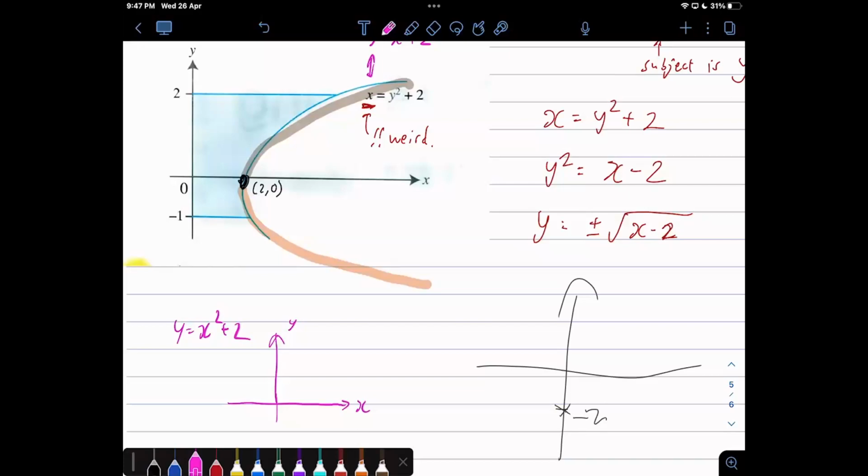X squared plus 2, right? Oh, wait, what am I doing? So, how does it look? Okay, wait. Sum. Okay. Why is it so hard? Sum x equals 0.